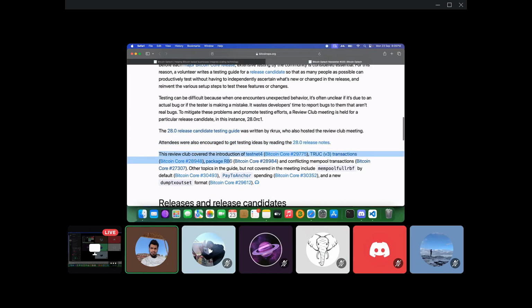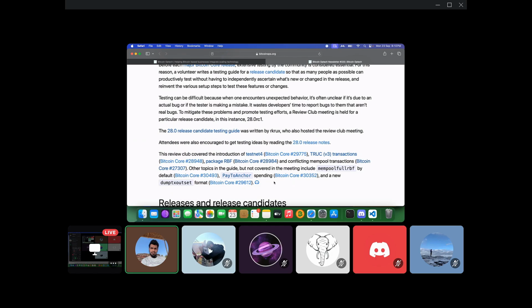This review club covered the introduction of testnet 4, TRUC transactions, package RBF, and conflicting mempool transactions. Other topics in the guide but not covered in the meeting include mempool full RBF by default, pay-to-anchor spending, and a new dumptxoutset format.